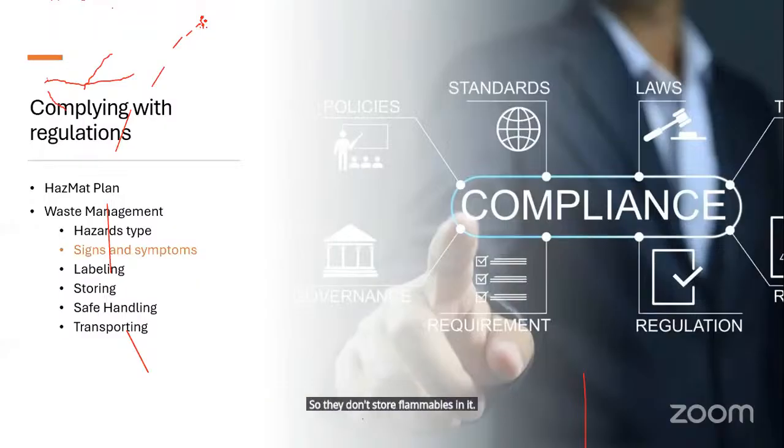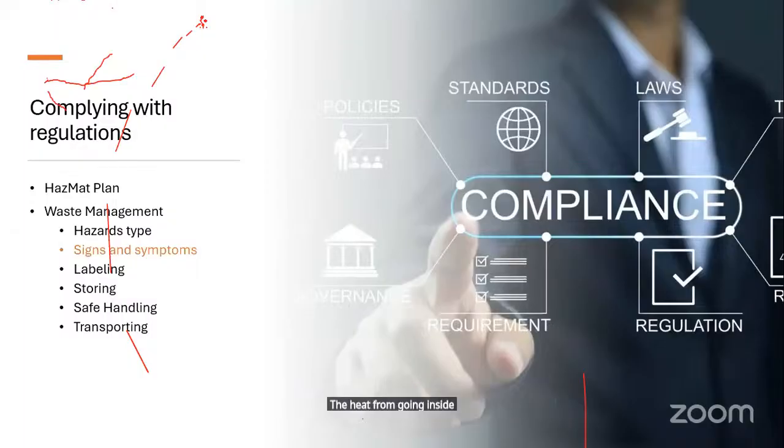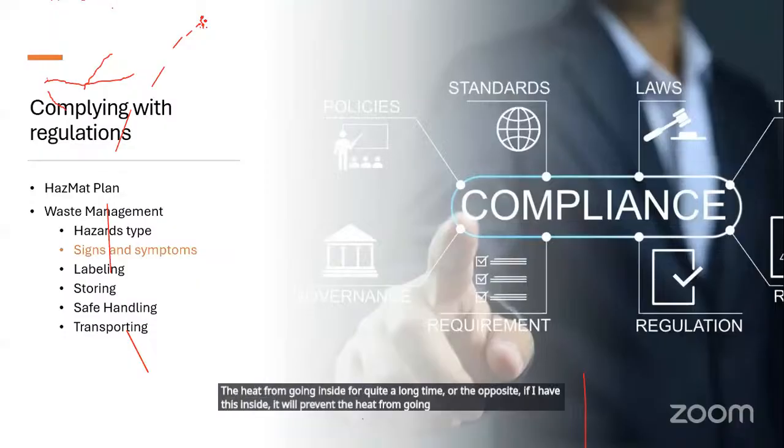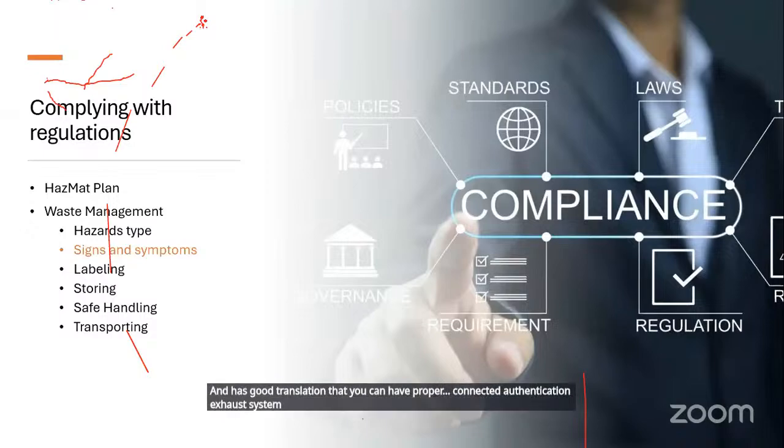And this comes with double layers. It has insulation, so God forbid, if a fire happens outside, it will prevent the heat from going inside for quite a long time. Or the opposite, if a fire happens inside, it will prevent the heat from going outside for a long time. And it has good ventilation, so it can be properly connected to a ventilation exhaust system. So they're great to have, but you need to make sure that we use them the right way.